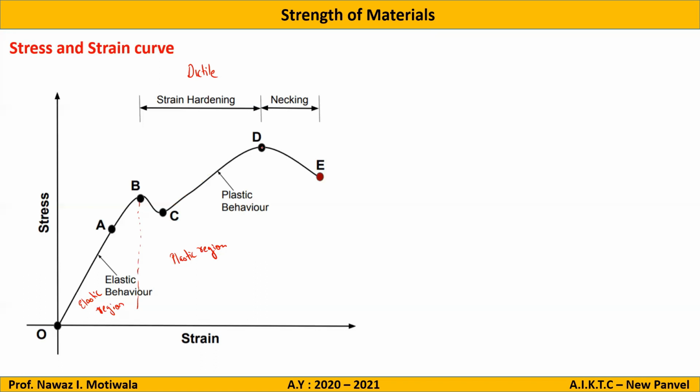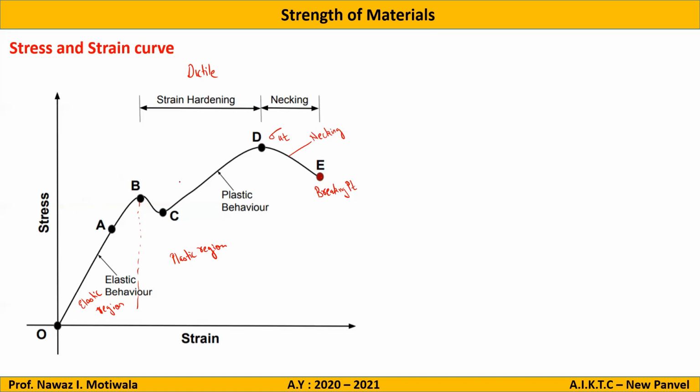Now, this point, which is maximum, is known as the ultimate stress of the material, sigma ut. At this point, the stress is ultimate. Now, from this point, the load goes on decreasing, and finally it will break. So E will be known as the breaking point, the point at which the specimen will break, and during this period D to E, the necking formation takes place. The necking of the specimen takes place. That means the diameter goes on reducing.